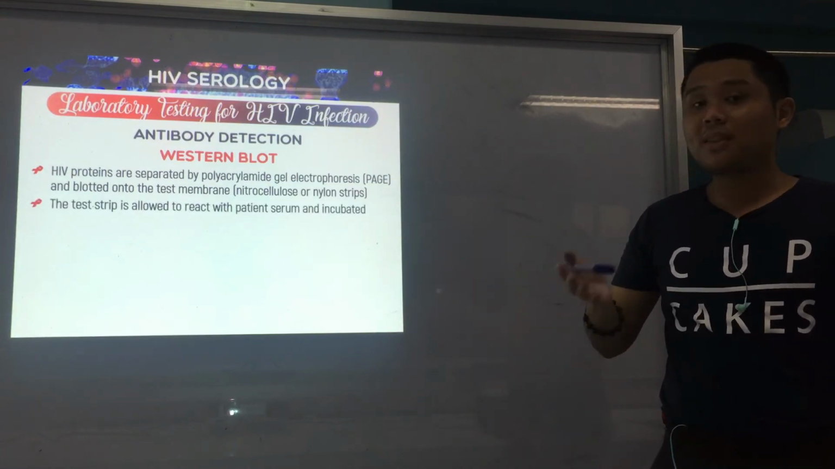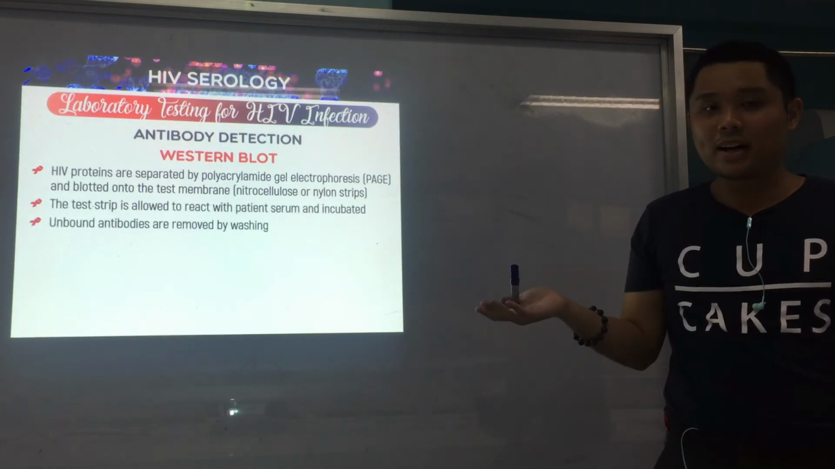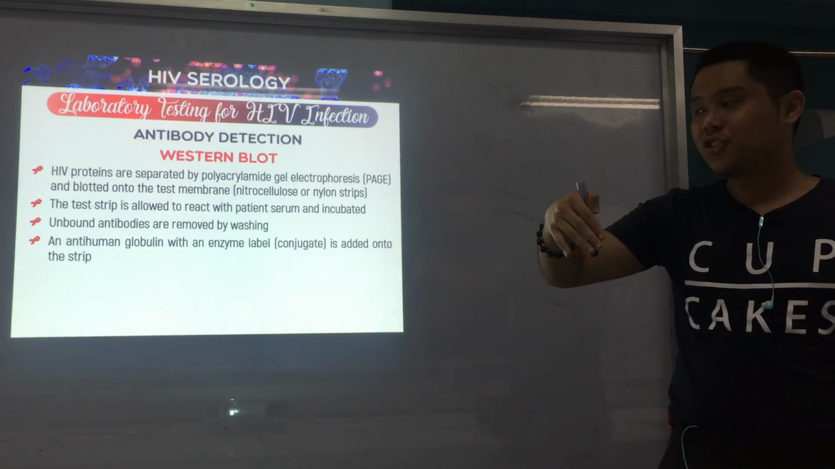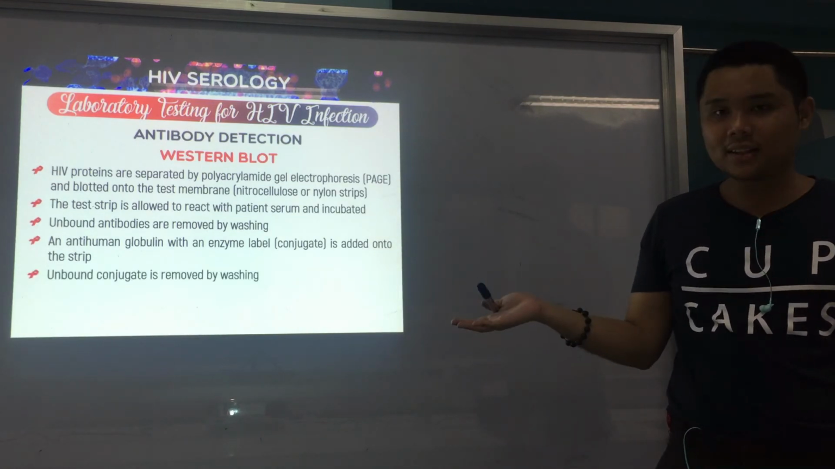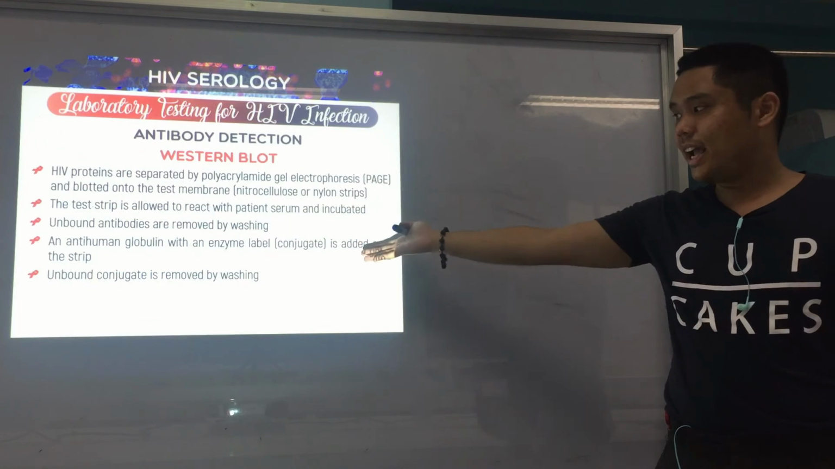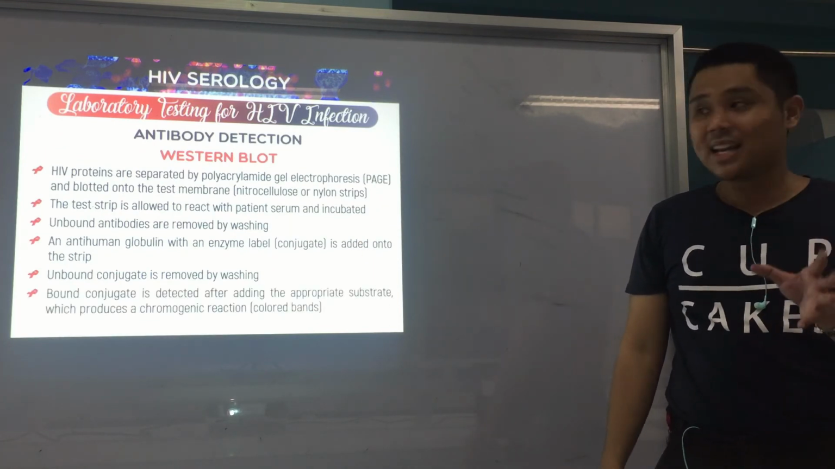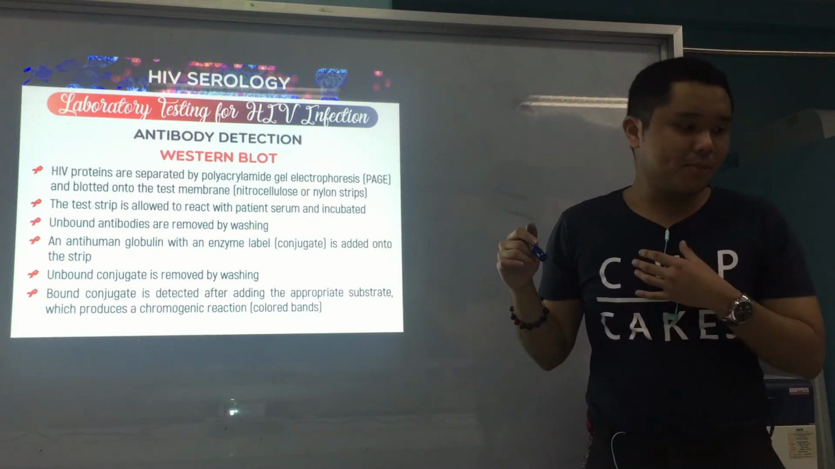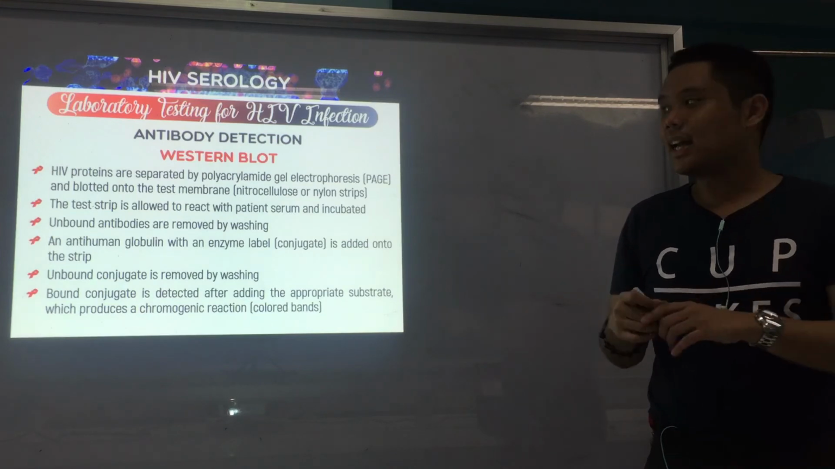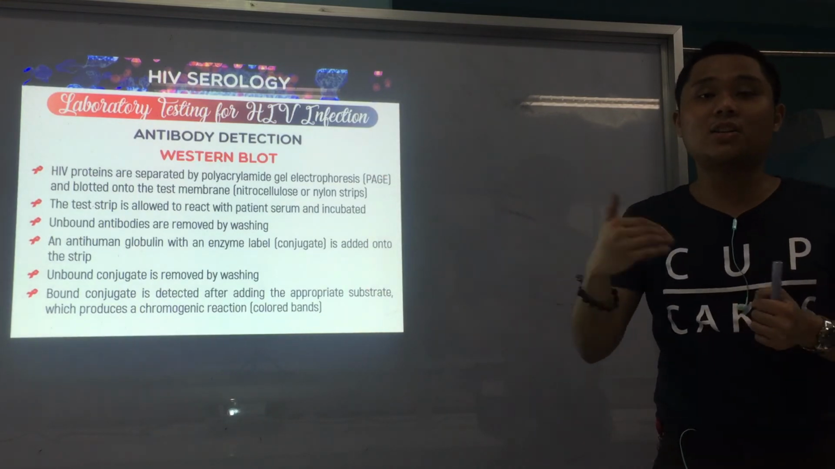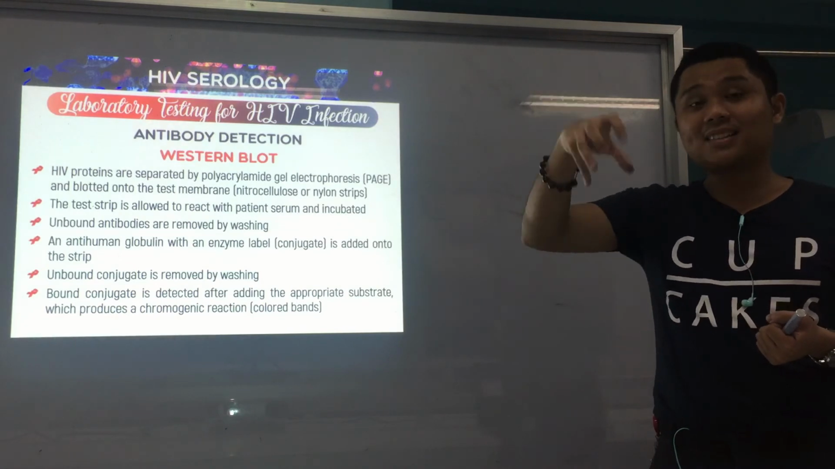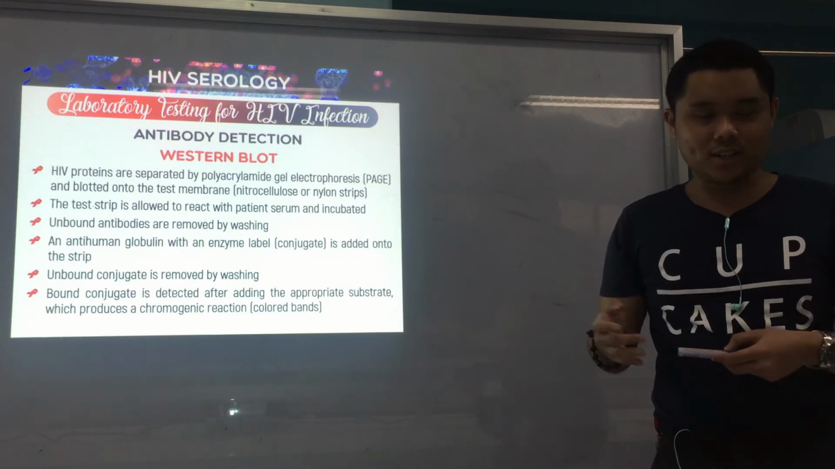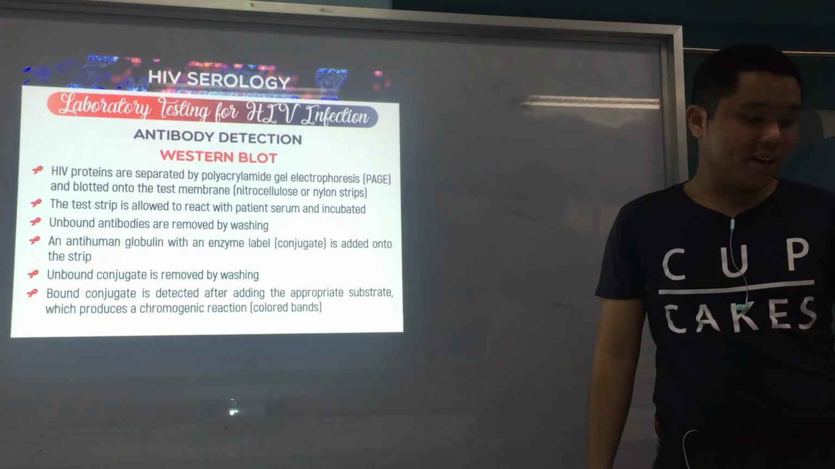Then the test strip is allowed to react with the patient's serum and incubated. Unbound antibodies are removed by washing, diba? So, because you're detecting antibodies man. And then you add an AHG with the enzyme labeled, you wash again to remove the unbound AHG or conjugate, and then you add a substrate which produces a chromogenic reaction. So basically same siya sa IFE, but for IFE magod kay stain imuhang ibutang, all right? But for Western blot, what you use kay AHG na reagent with enzyme labeled AHG, okay, and then you add the substrate to produce a chromogenic or color reaction, okay, which is in the appearance of colored bands.